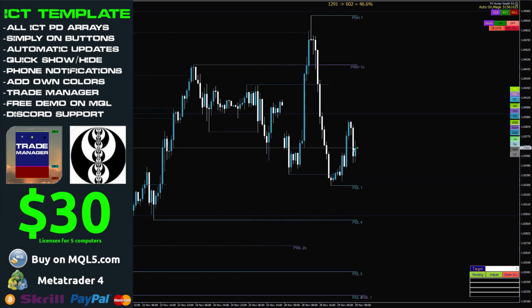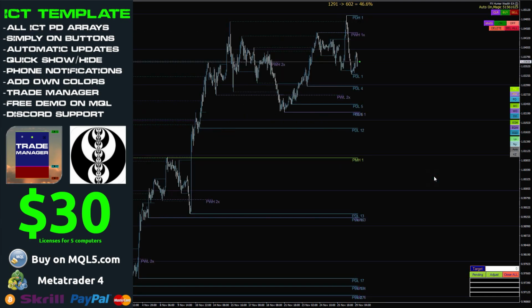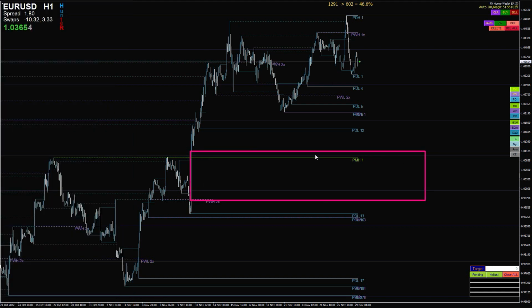Let's bring the 1 hour, and in my opinion, this is where we are going right now to test this previous month high, which has this strong gap in here. So here is, in my opinion, where we are going right now, right?